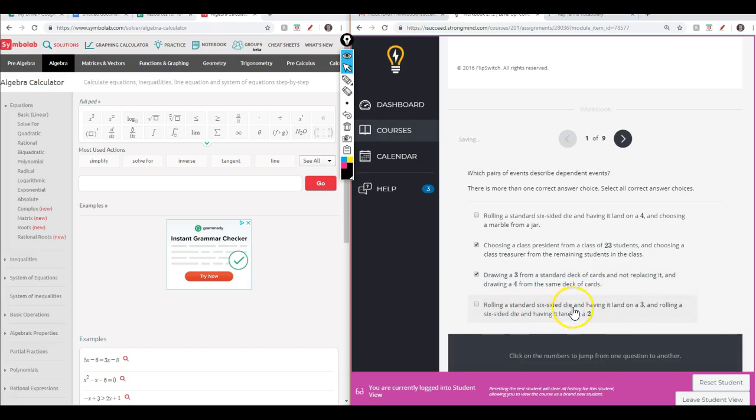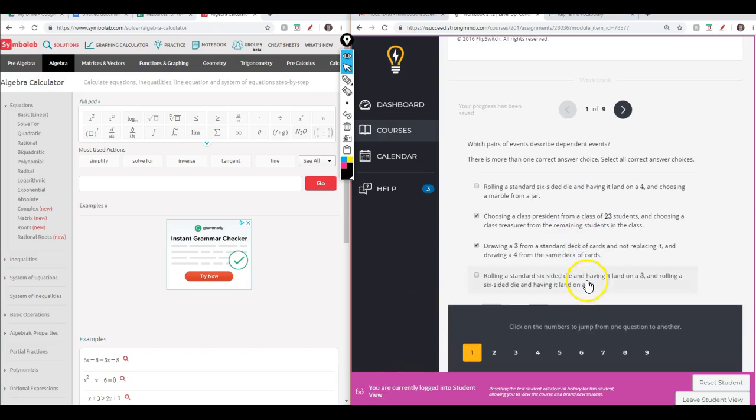Rolling a standard 6-sided die and having it land on a 3 and rolling a 6-sided die and having it land on a 2. Okay, so they're rolling a die twice. Having it roll one time, you still have all of the numbers 1 through 6 on the first roll, and you still have all of the numbers 1 through 6 on the second roll. They didn't outlaw any of those numbers or put a limitation on that, so those ones are independent. And that's how I would go through and answer this question.